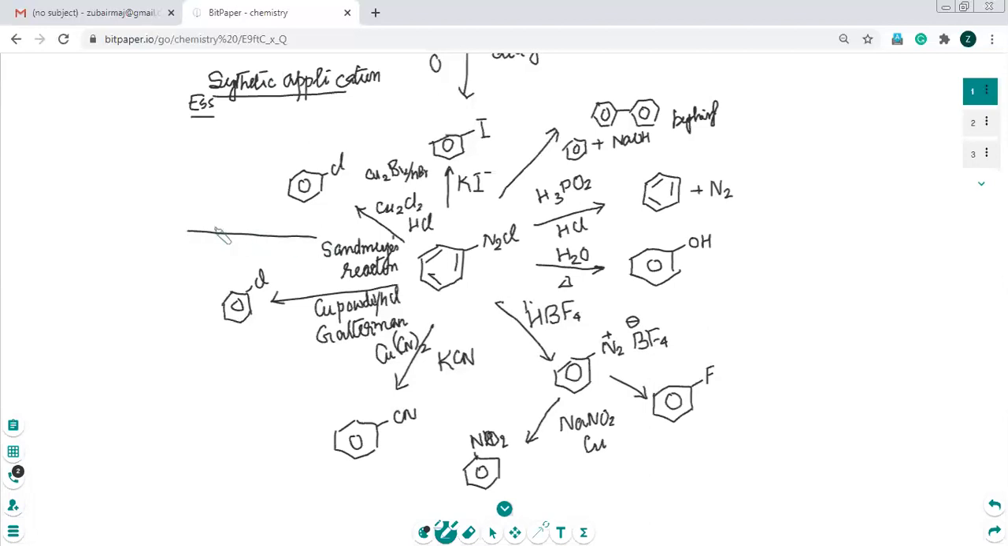Let me write here. You can reduce this with SnCl2 and HCl. If you reduce this with SnCl2 and HCl, you will get a new compound, NHNH2, which is called phenylhydrazine.